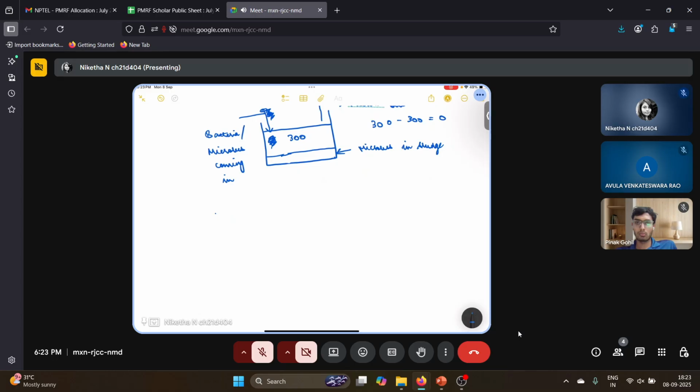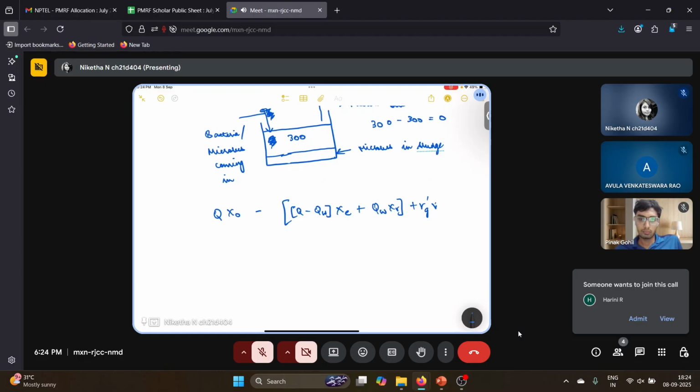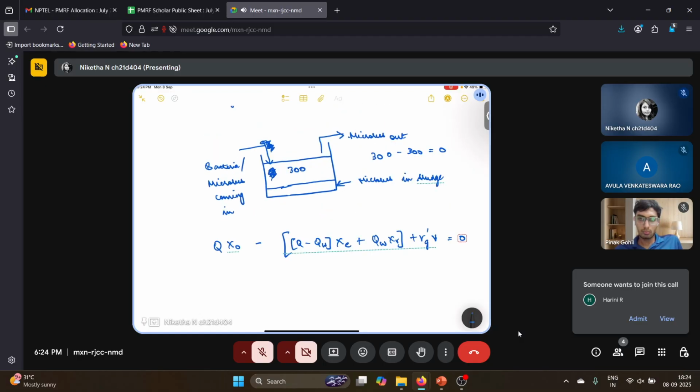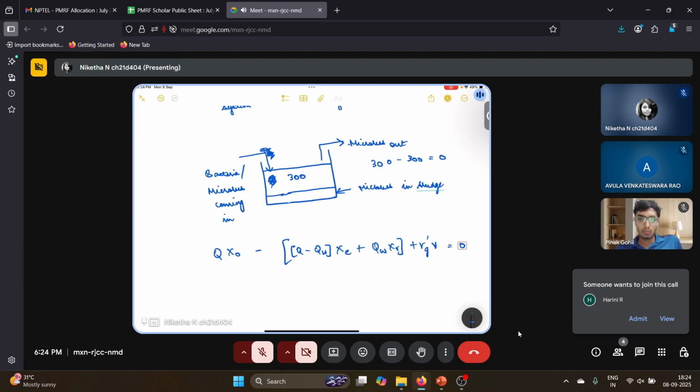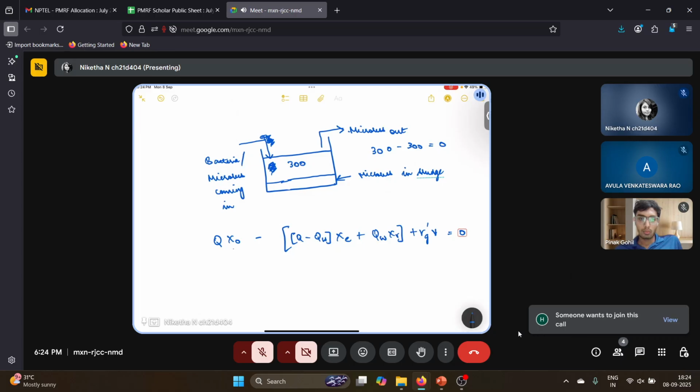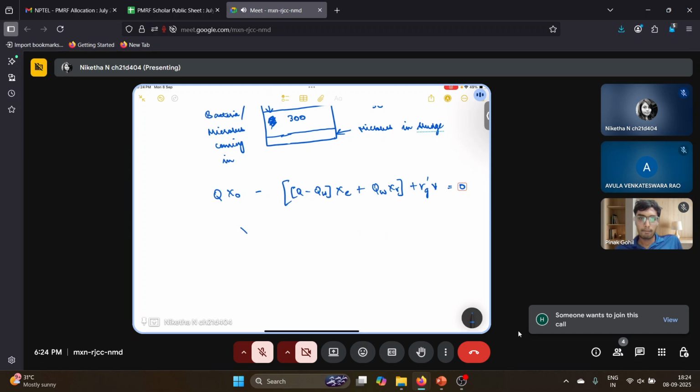This can be further represented in the form of a formula: Q times X naught, minus (Q minus Q wasted) times XE, plus QW times XR, plus Rg divided by V, equals 0. So this is the same equation. Here the concentration of microbes that are coming inside is X naught.